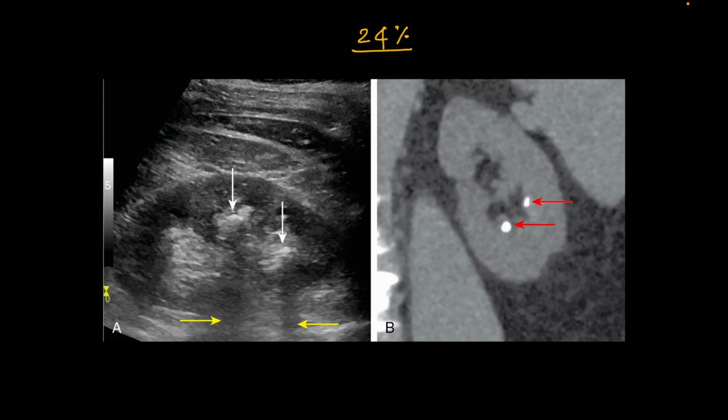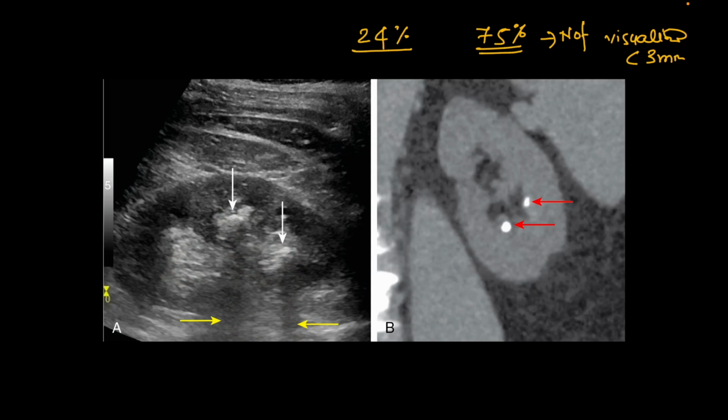Nearly 75% of calculi not visualized are less than 3 mm. The features include echogenic foci, as we discussed, and then there is acoustic shadowing. Can you see? This is the acoustic shadowing, and on color Doppler there is a twinkling artifact.